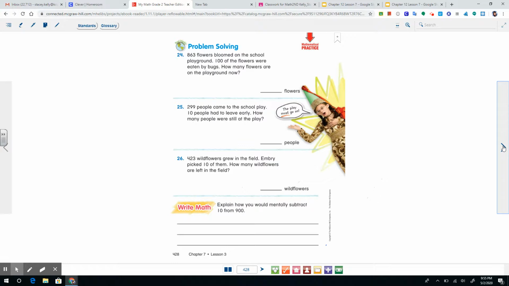Number 26, 423 wildflowers grew in the field. Embry picked 10 of them. How many wildflowers are in the field? So you have to subtract again, 423 minus 10.